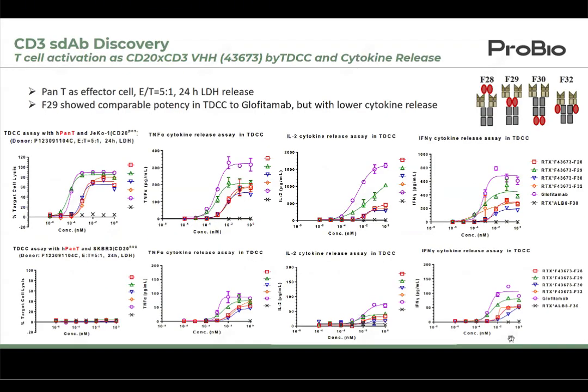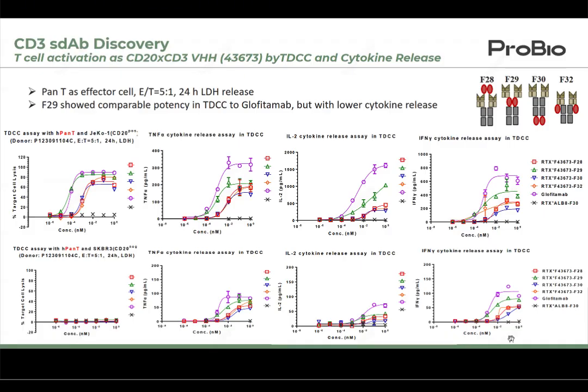Next, we'll move on from the RGA assays to TDCC assays with pan-T cells as the effector cells. Again, on the left column, the top is the TDCC assays with the TAA positive target cell line, and the bottom left is the TDCC assays with the TAA negative cell lines. On the top, we see robust activation of the T cells compared to the clinical benchmark, glofitamab, while in absence of TAA expression, there is minimal activation of the T cells, again showing a pretty decent safety profile of these candidates.